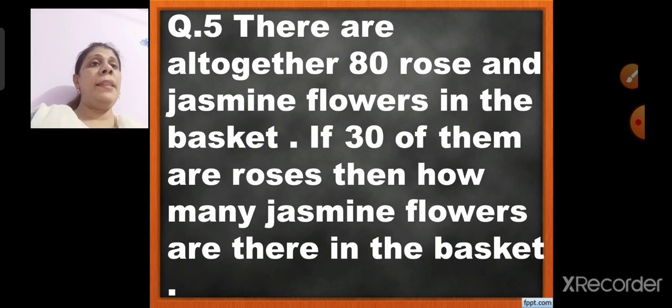Question number 5. There are altogether 80 roses and jasmine flowers in the basket. If 30 of them are roses, then how many jasmine flowers are there in the basket? Now children, there are 80 roses and some jasmine flowers in the basket. If 30 of them are roses, how many jasmine flowers are there in the basket?